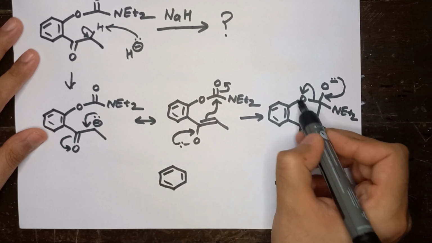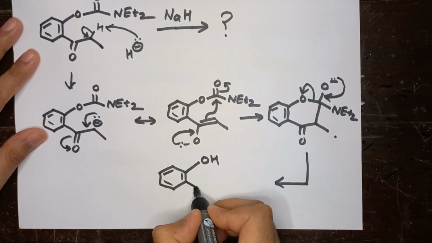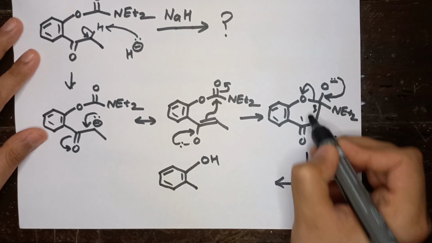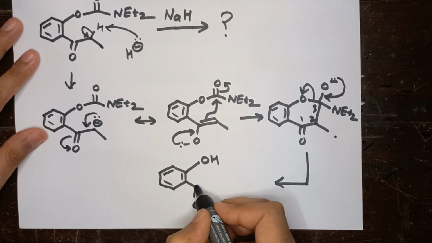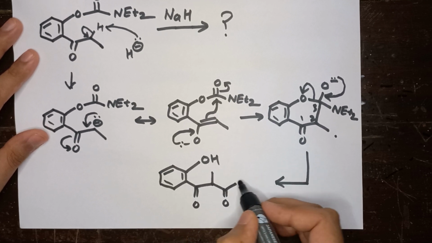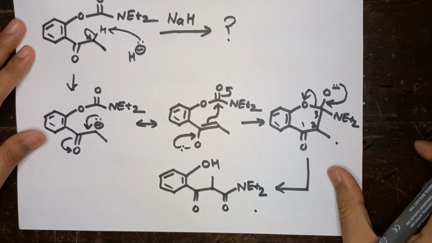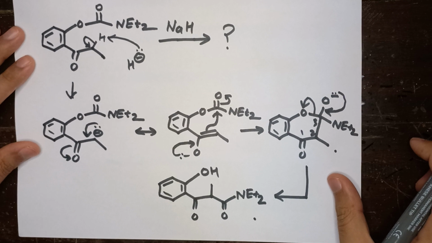So this O minus will become OH, and here we have 1, 2, 3. So this is my 1. 2 has 1 methyl group and 3 is carbonyl with NEt2. So this is the product for this reaction.